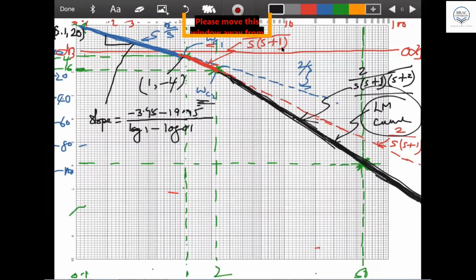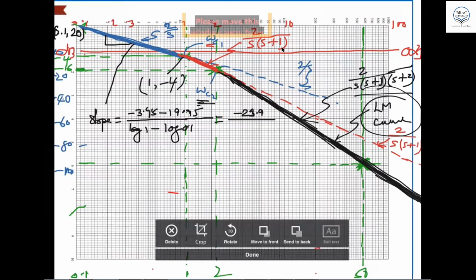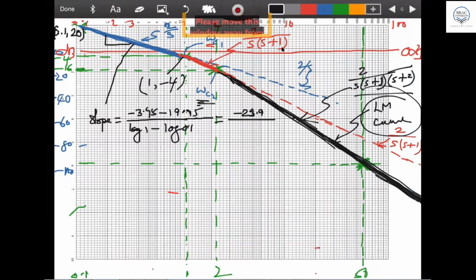So if you do the calculation here, then what you get here is minus 24 or 23.9, whatever. Okay. 23.9, something like that. I can just write it 23.9 divided by log 1 minus log 0.1, right? So log A minus log B. If we take log A minus log B, then what is that? Log A by B. Log A by B means log 1 by 0.1, right? Yes?